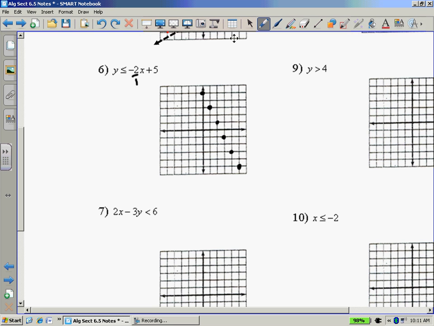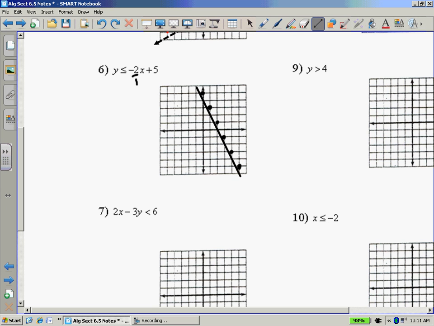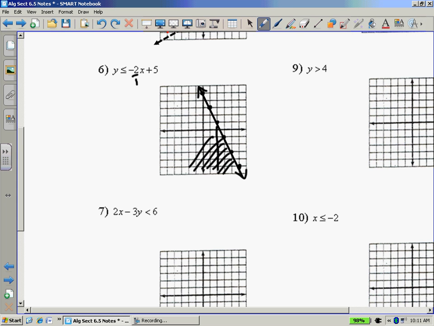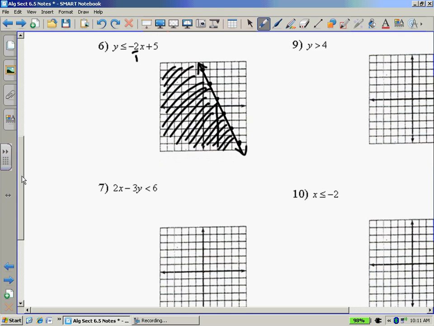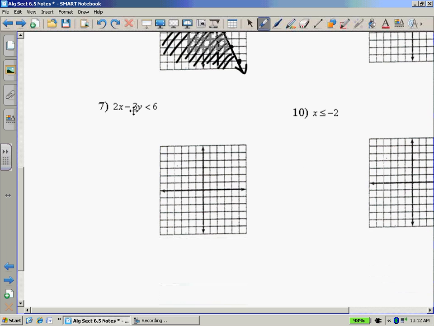Now this is the old man, so it's going to be a solid line. And it's eating the little alligator here. The inequality symbol is eating the x, so we're going to hit the deck. So we're going to go below the line. And there we go.